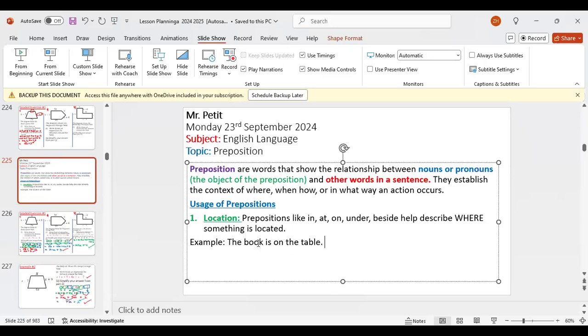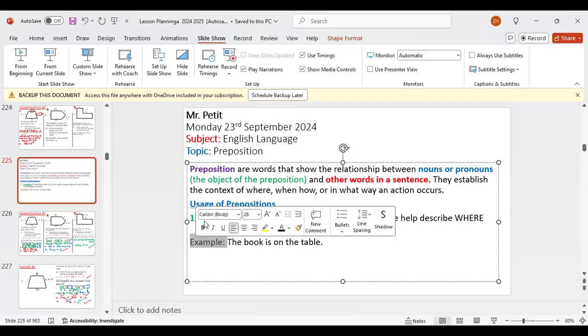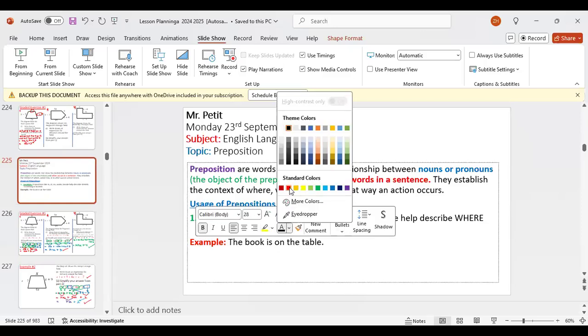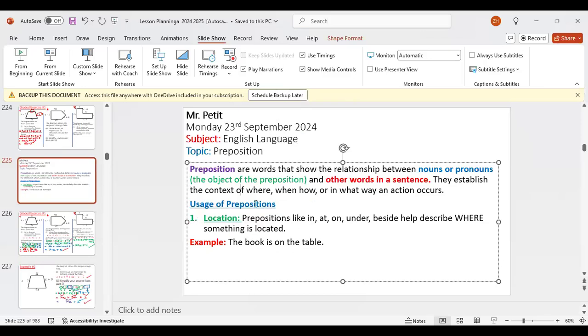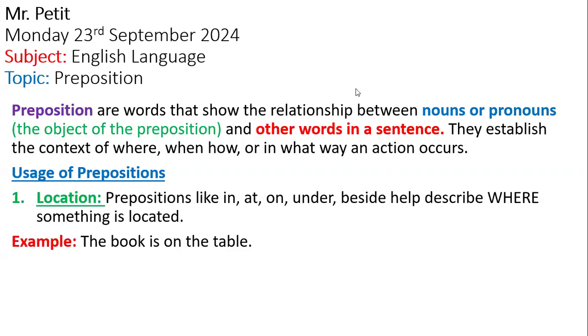Very good. Inside the chat, I need you to put your own example of a preposition that is for location. You can't use my example. By the way, what's the preposition in my example? The book is on the table. What's the preposition? On. Very good. You cannot use my example. Put inside the chat an example of a preposition that deals with location.